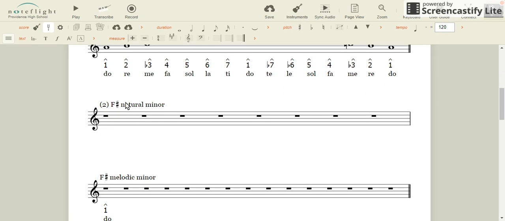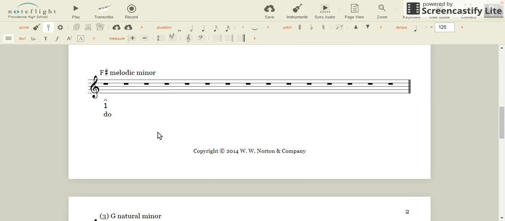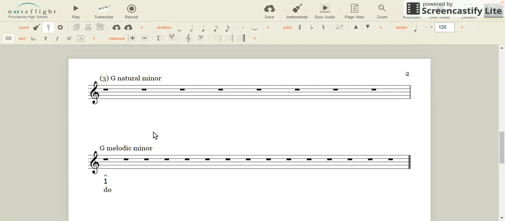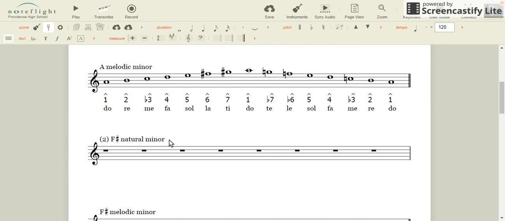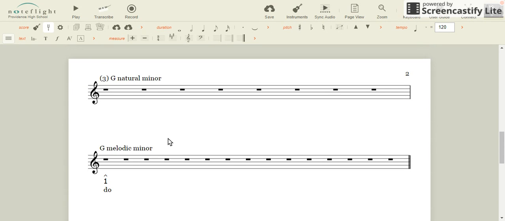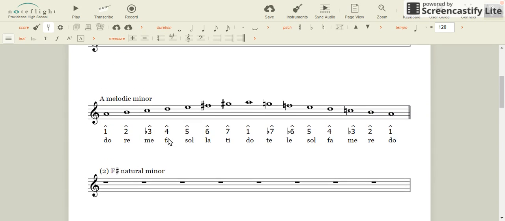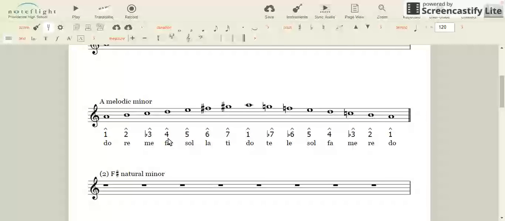All right, so next you have the F sharp natural minor. And you go on to the second page for G minor. So you got two more scales, F sharp and G. So if you have questions, let me know. You can check the solution station to see how you're doing. And good luck. Have questions? Let me know and I'll come around and help you as best I can.